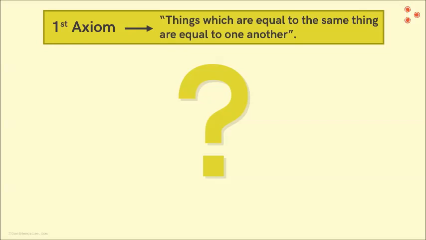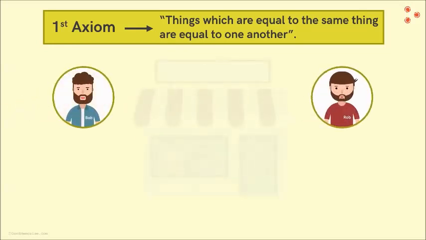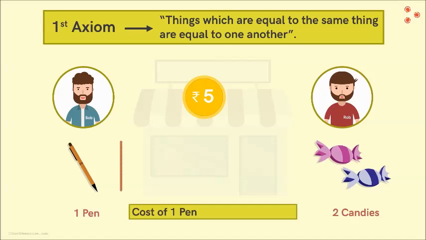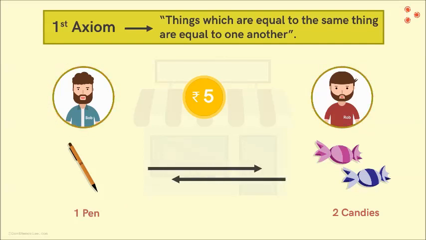Let's understand with an example. Suppose Bob and Rob go to a store and both of them have 5 rupees. Bob buys a pen for 5 rupees and for the same price, Rob buys 2 candies. This means that the cost of 1 pen is equal to the cost of 2 candies. So if later Rob wants to trade his candies for Bob's pen, he would have to give 2 candies to Bob. This means the value of 1 pen is equal to the value of 2 candies.